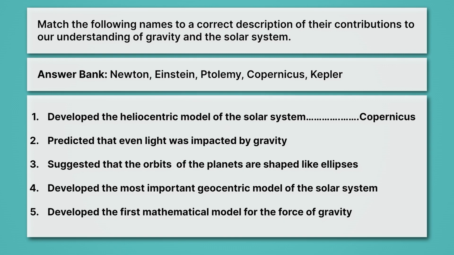2, who predicted that even light was impacted by gravity? We just talked about that. That was Einstein. 3, who suggested that the orbits of the planets are shaped like ellipses? Remember, that was Kepler's addition to the model proposed by Copernicus. 4, developed the most important geocentric model of the solar system. Remember, geocentric is Earth-centered, and that was developed by Ptolemy. Lastly, who developed the first mathematical model for the force of gravity? And that would be Newton.